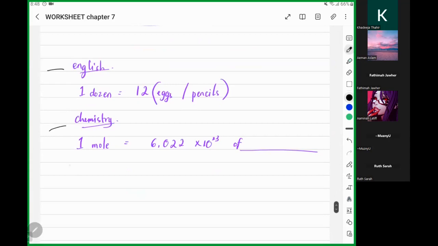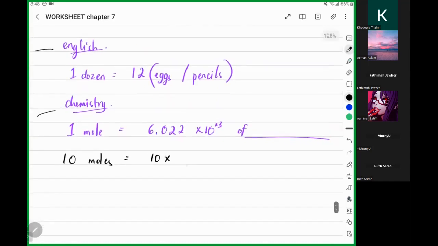So if I say 10 moles, what will it be? 10 into what? Avogadro constant. 6.022 into 10 to the power 23. Understood? If I say 10 moles, it means 10 into that. If I say 26 moles, again that's 26 into 6.022 into 10 to the power 23. That's how we use mole. That's what mole means. So now you know the meaning of mole.